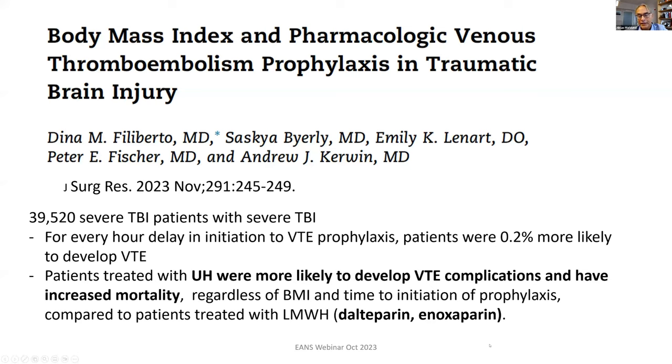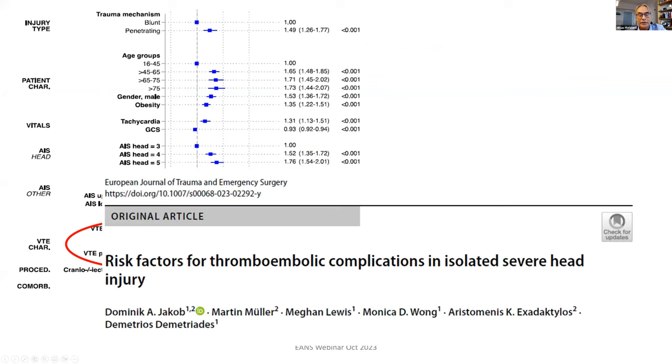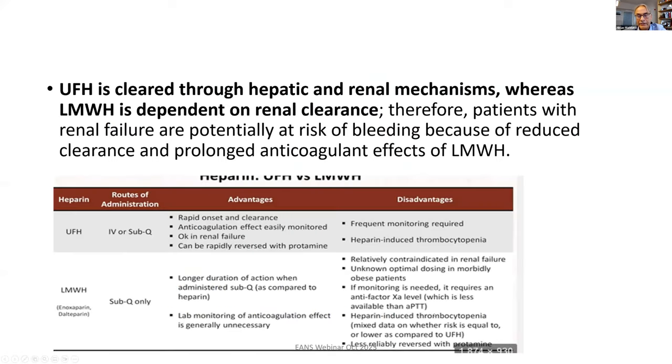So that means the evidence is in favor of the low molecular weight heparins instead of the unfractionated heparin. Also, the meta-analysis I mentioned before had the same findings: low molecular weight heparins have a better safety profile and improve outcome more than unfractionated heparin.